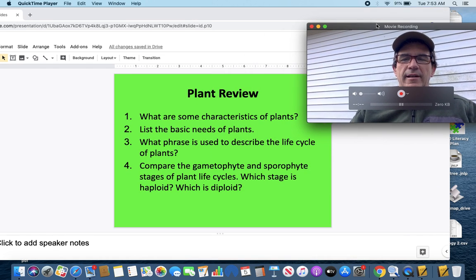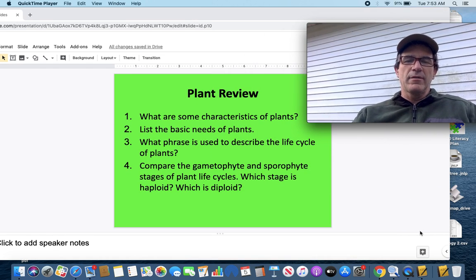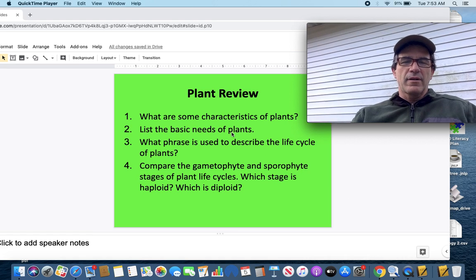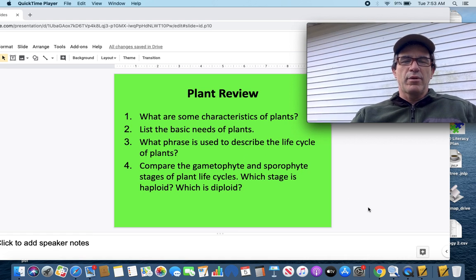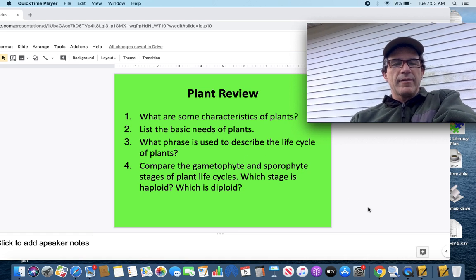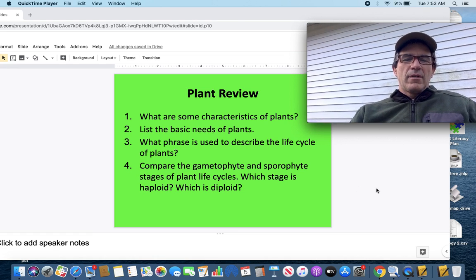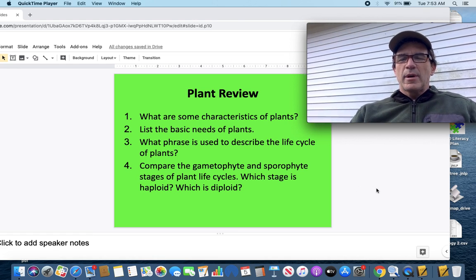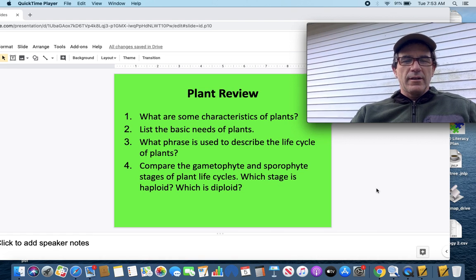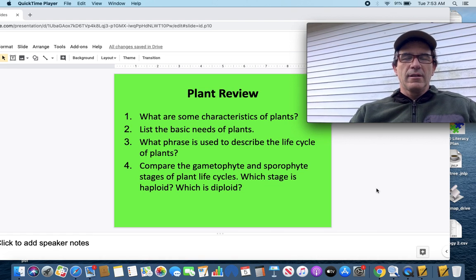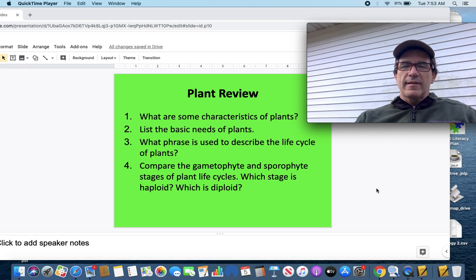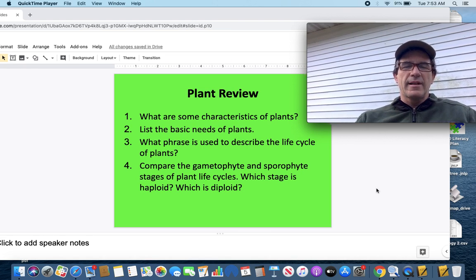Before we get into those plants, I wanted to quickly review a few things about plants from the other day. I have 4 questions here, and you may want to hit pause before we go over them. Think about them. First one, number 1, what are some of the characteristics of plants? Well, remember, plants are all eukaryotes. They all contain chlorophyll A and B. They all have cell walls made of cellulose, and they're mostly photosynthetic.